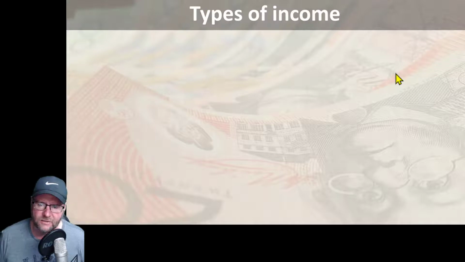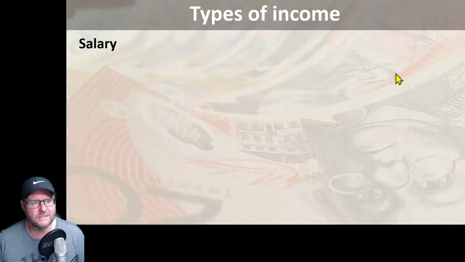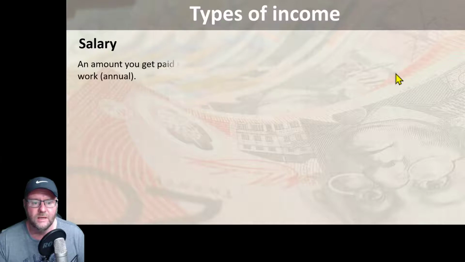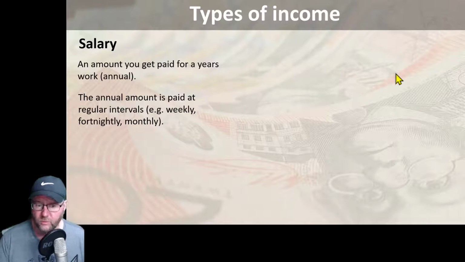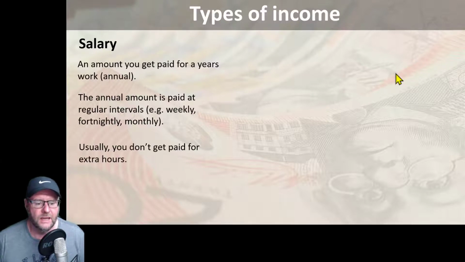Now, what about something different though? What about a salary? A salary is similar in that it's an income you get for working, but it's usually an amount for a year's work or a block of time. Usually we talk about years, and the word we use for years is annual. So it's an annual amount. You just get paid that for the year's worth of work. You don't get paid once a year, because that would take some serious budgeting discipline, but it's a yearly amount, so you agree, hey, for this job, we're gonna give you this amount for the year, but we're gonna pay it to you in regular intervals. You might get paid weekly or fortnightly or monthly.